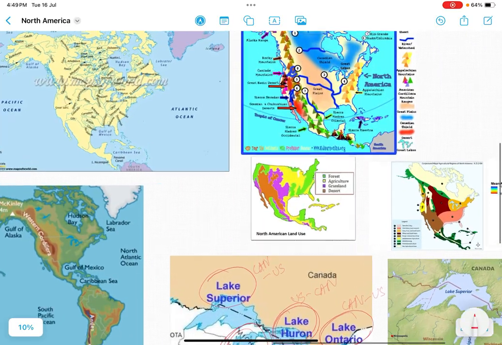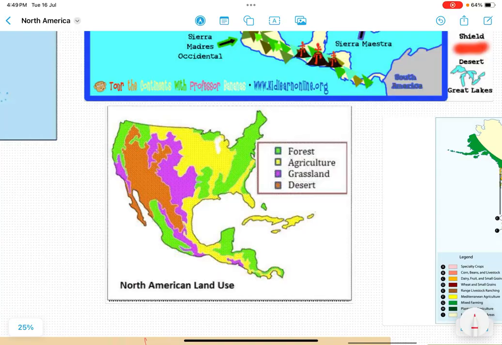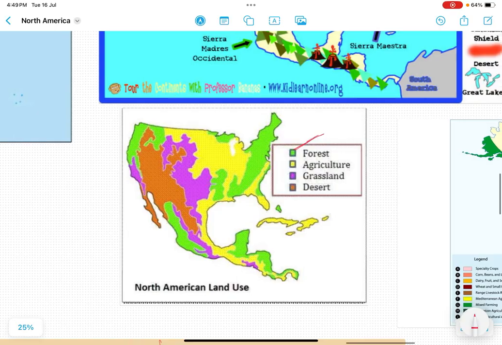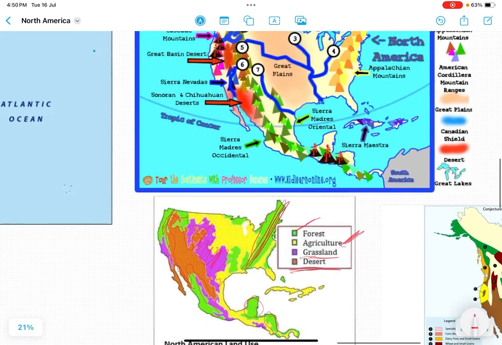Let's see the next map. The next map is of agriculture and land use in North America. You can see forest regions first of all. All the green areas are the forest regions. Then you can see desert. We have desert right here, the Nevada desert we call it. We have seen a lot of videos of it. Then we have agriculture, the great plains, the breadbasket, and then we have the grasslands. So you can see the land use.